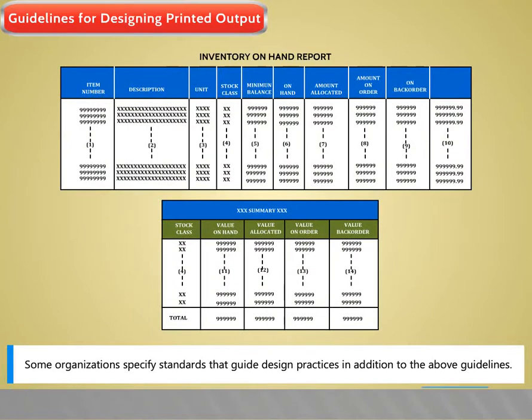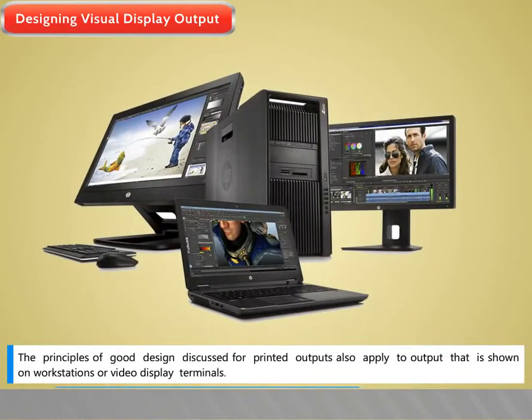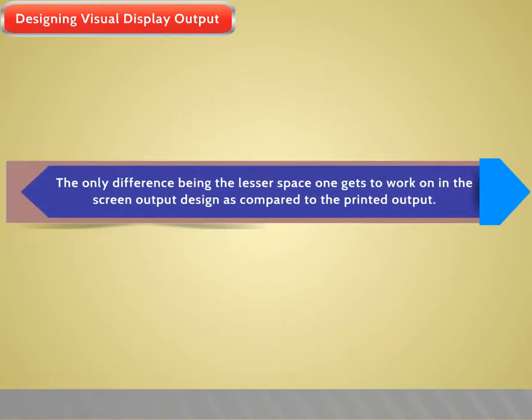Some organizations specify standards that guide design practices in addition to the above guidelines. Designing visual display output. The principles of good design discussed for printed outputs also apply to output that is shown on workstations or video display terminals. The only difference being the lesser space one gets to work on in the screen output design as compared to the printed output.